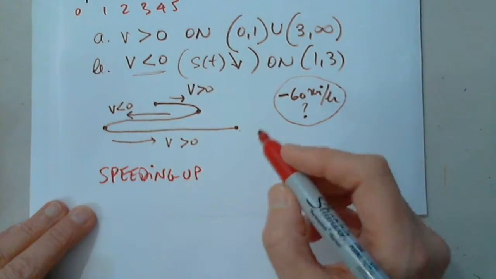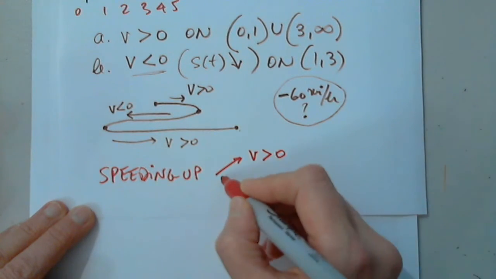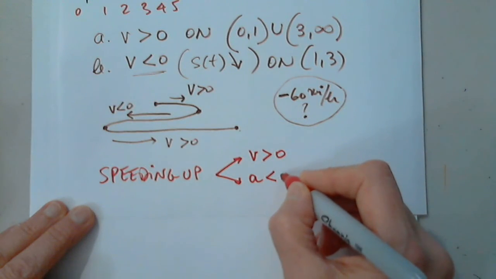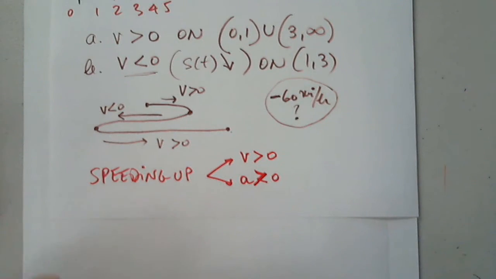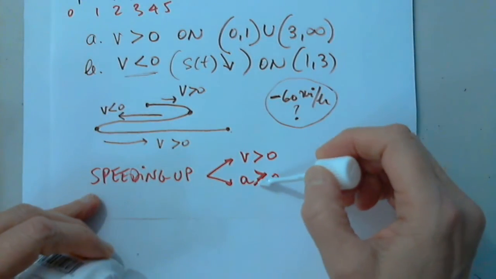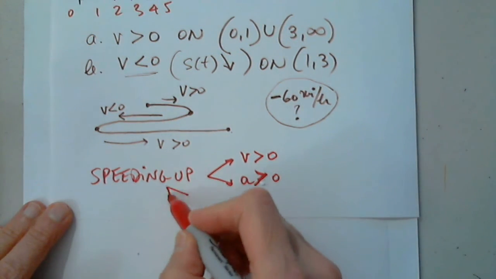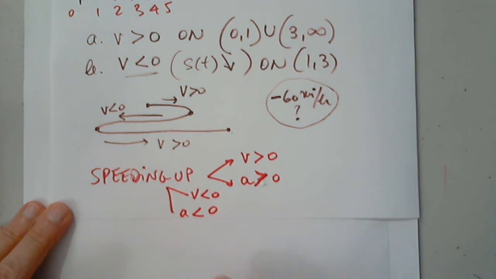one situation is when the velocity is positive and the acceleration is positive. I meant to write positive, but I wrote negative. Why is that? Nobody knows. There is another possibility for speeding up, when the velocity is negative and the acceleration is also negative.